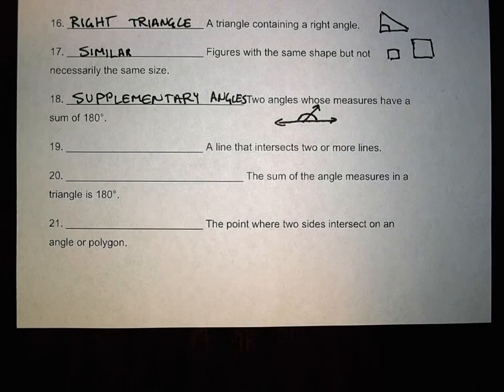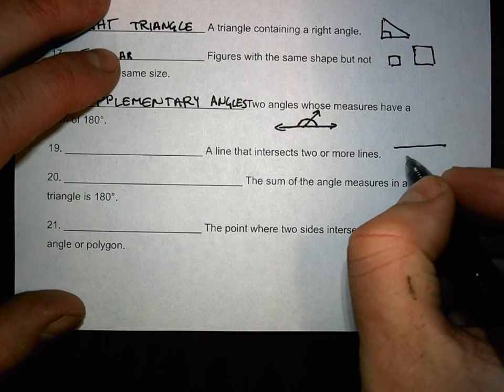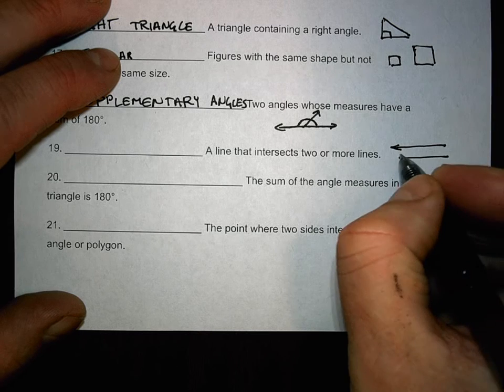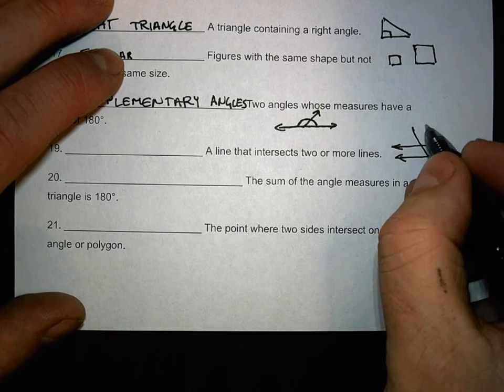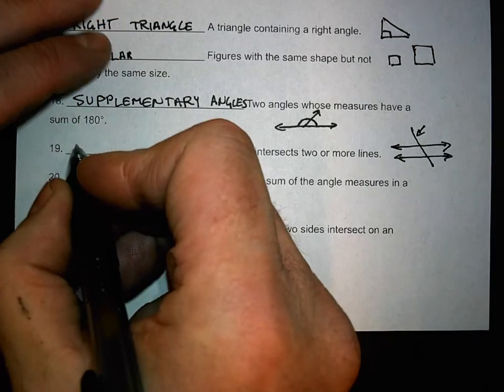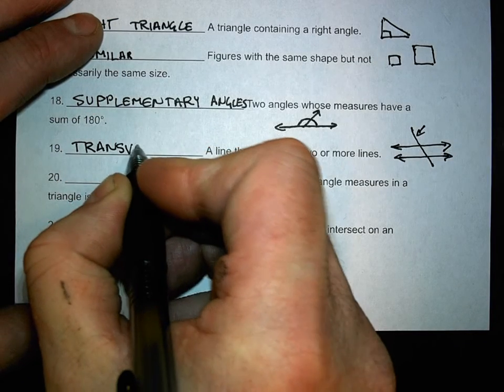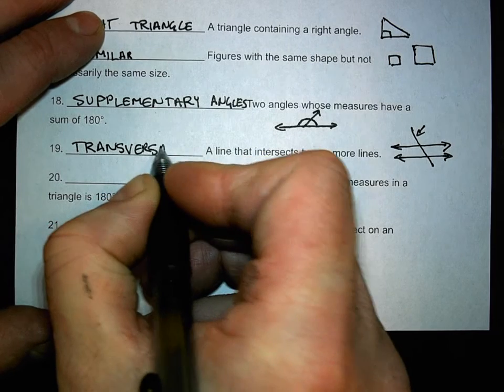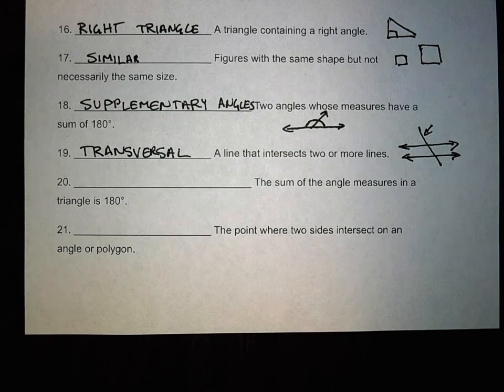All right, so a line that intersects two or more lines. I put parallel lines, right? And I intersected them. This line here is called a transversal, because it transverses a line, which means to cross over.